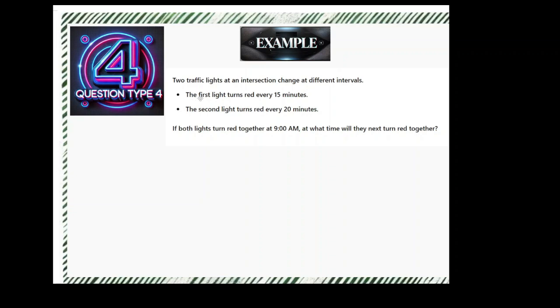Here's the example. Two traffic lights at an intersection change at different intervals. The first light turns red every 15 minutes. The second light turns red every 20 minutes. If both lights turn red together at 9 a.m., at what time will they next turn red together?